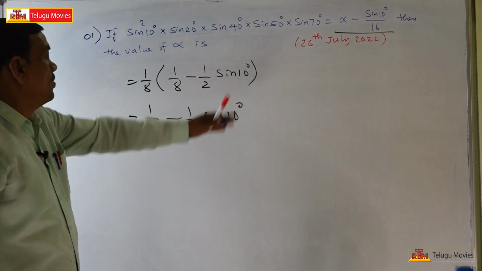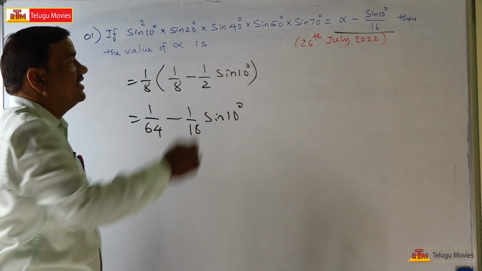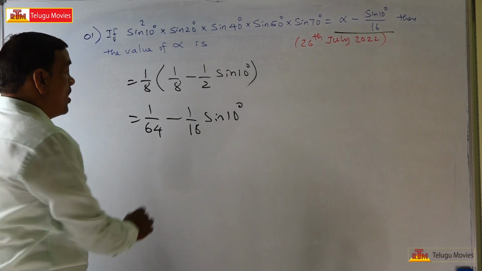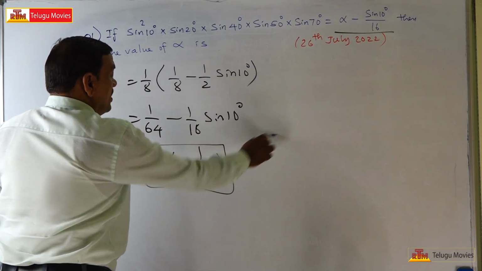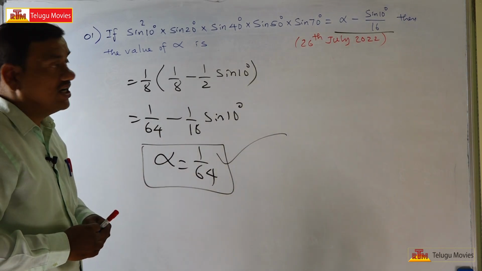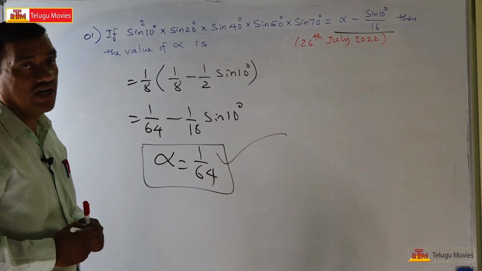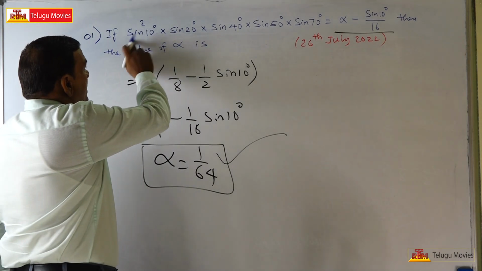So if you observe, 1 by 16 minus sine 10 degrees is there. In place of alpha, how much is there? 1 by 64. So this will be your answer. Understand this? The only thing you have to get from this is to rearrange the terms.